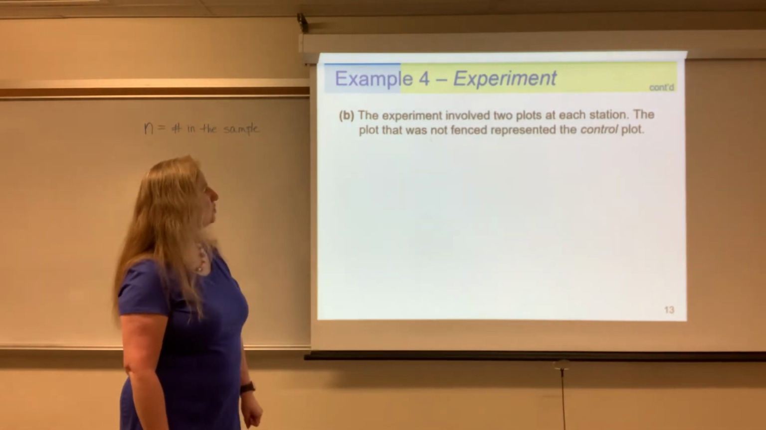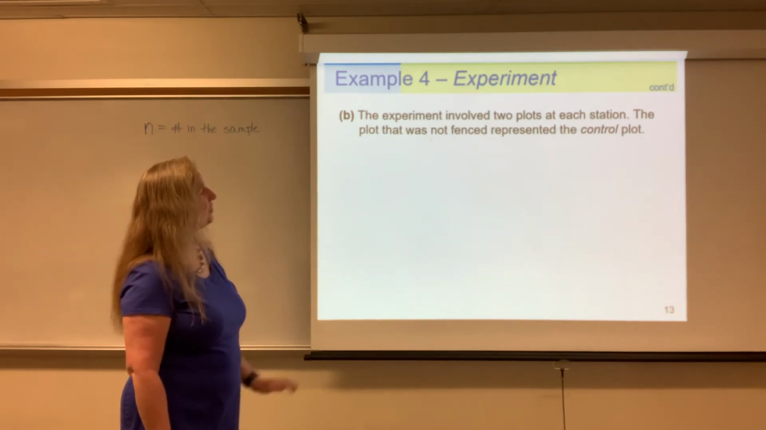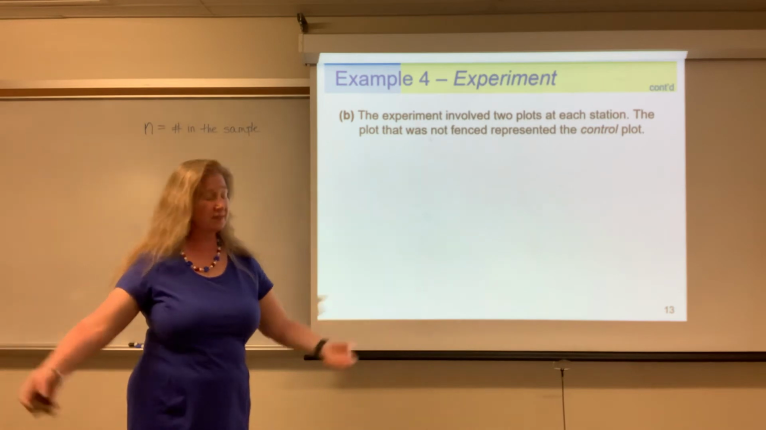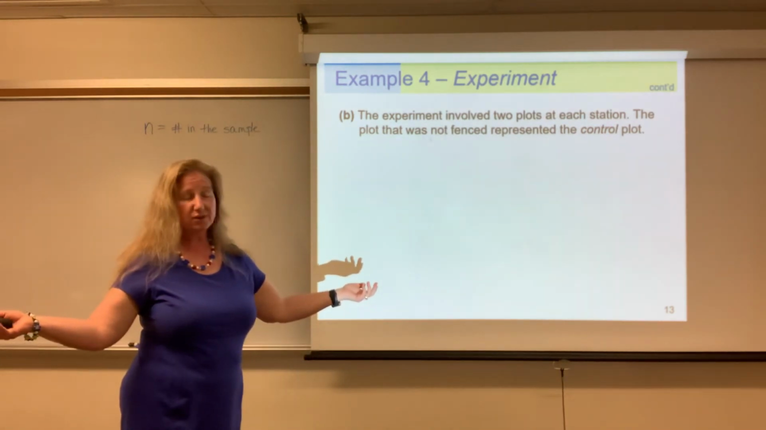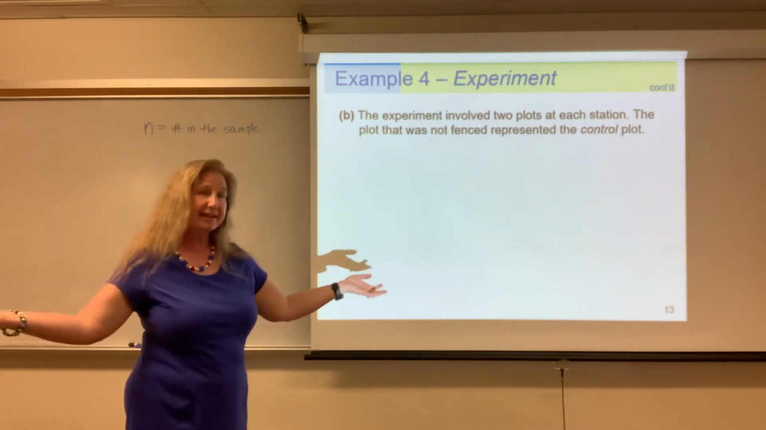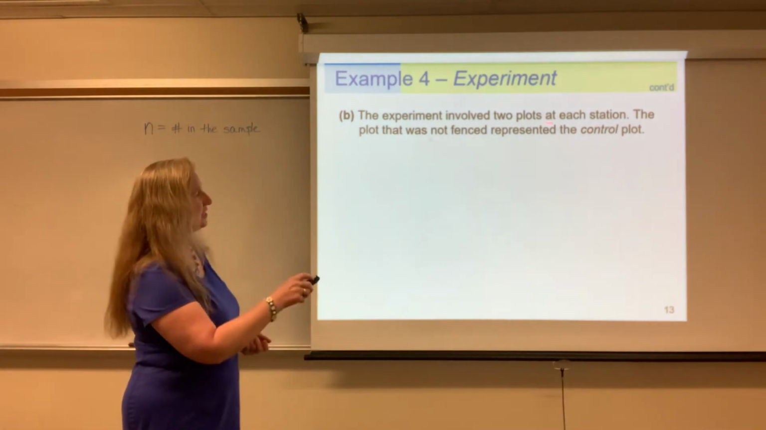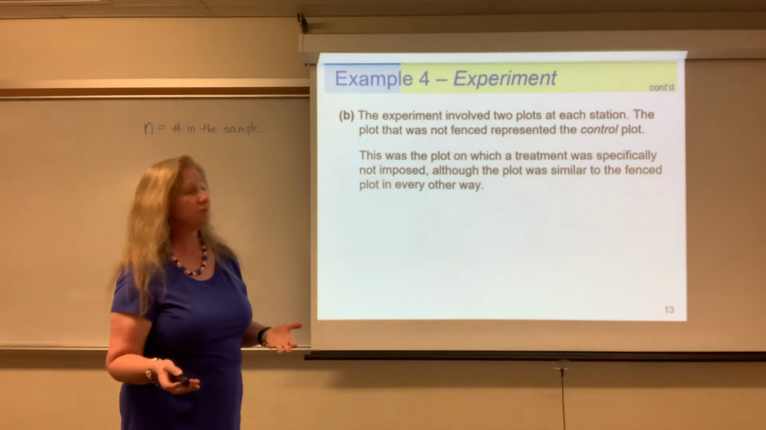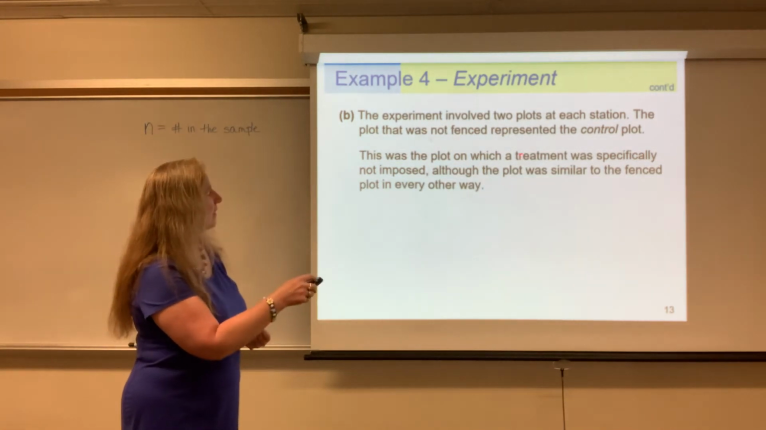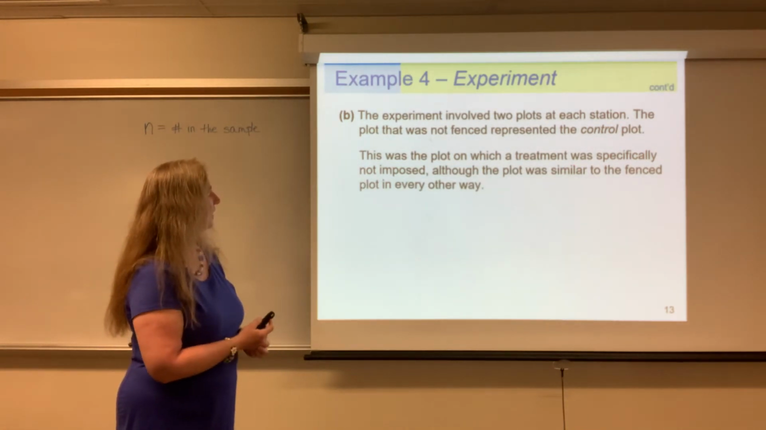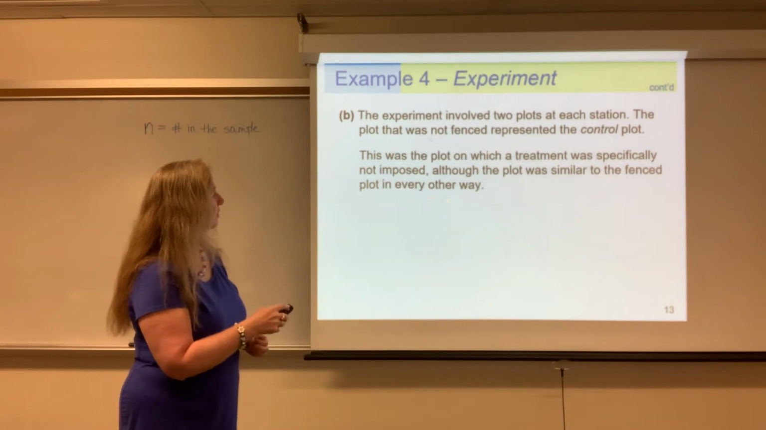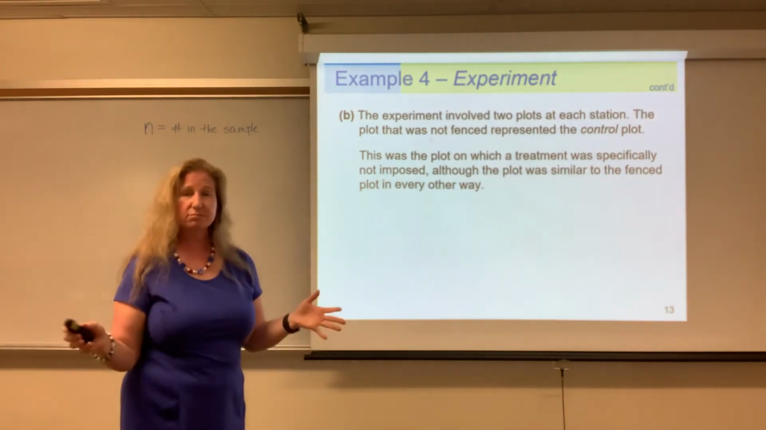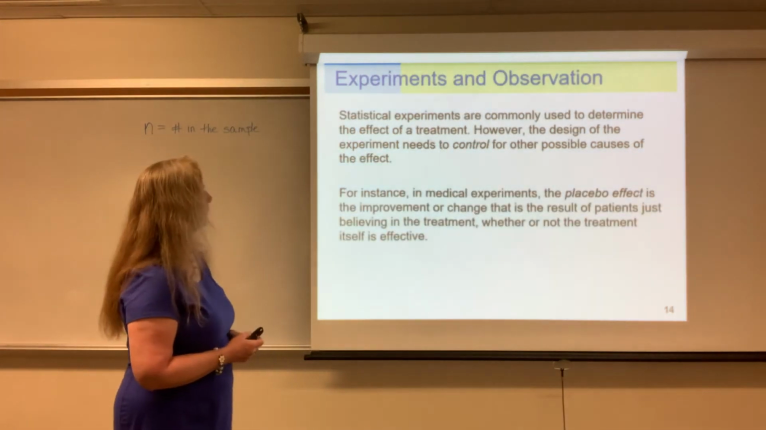The experiment involved 2 plots at each station. The plot that was not fenced off was the control plot, because that was normal. Normally the goats just wandered wherever they wanted to and ate whatever they wanted to. That's the control. The experiment was the one that was fenced off. So this was the plot on which the treatment was specifically not imposed, although the plot was similar to the fenced one in every other way. Same amount of sun, light, soil conditions, all those kinds of things.